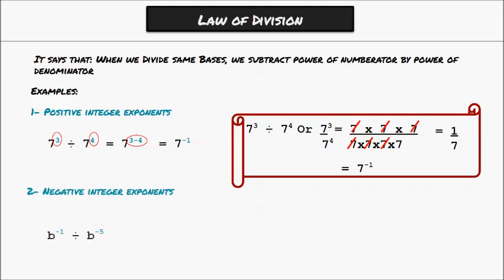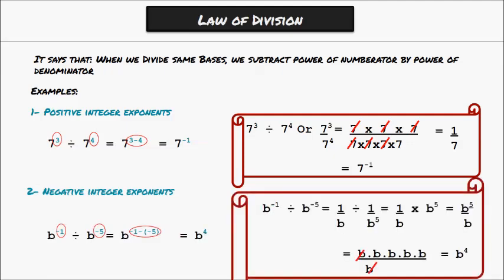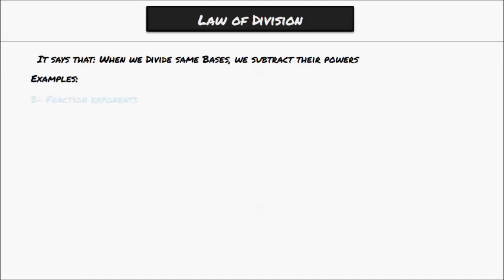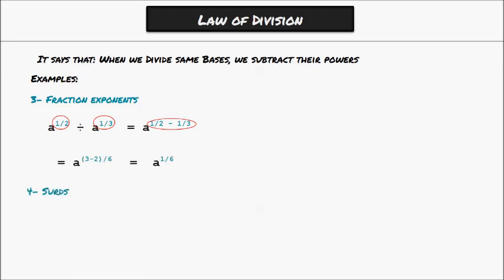Same rule will be applied with negative powers also. In case of fractions also, powers will be subtracted. But in case of surds, we cannot subtract surds directly. Instead, we have to convert surds into exponents first, then we will subtract them.